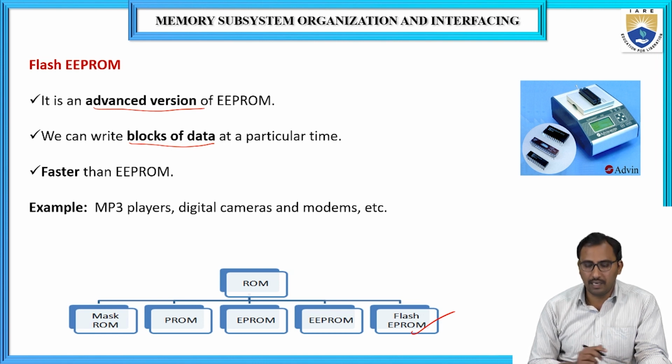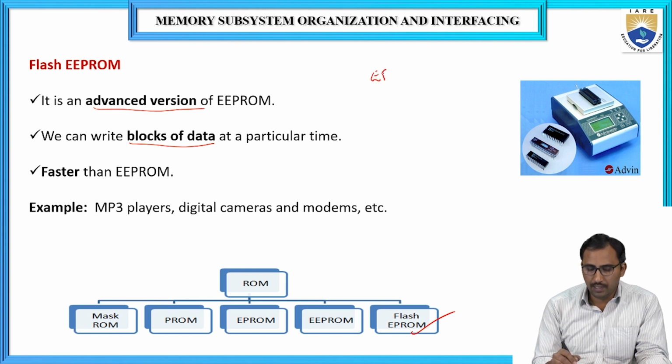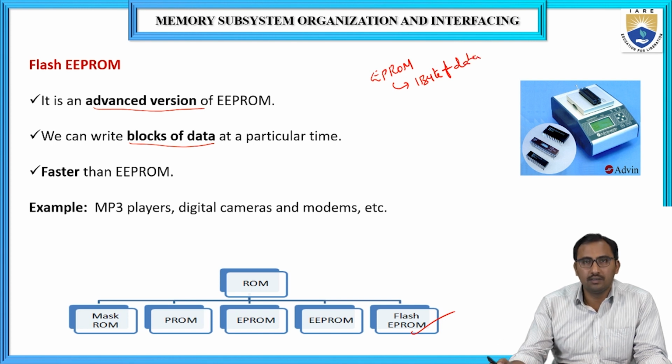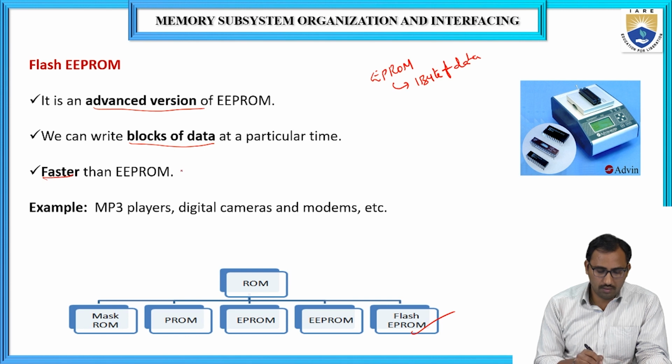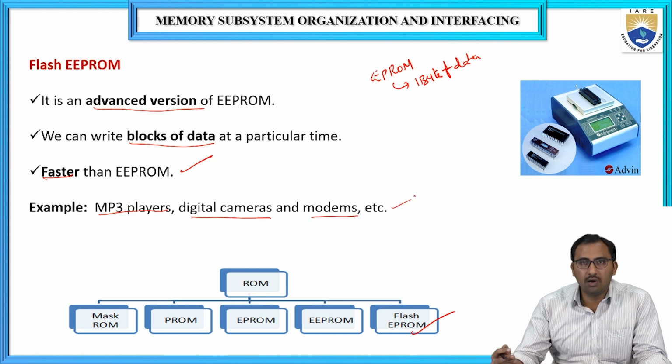But if you consider the previous one, the EEPROM, here only one byte of data we can program into the memory chip. But in this flash EEPROM, we can program a block of data. So that's why it is faster than the EEPROM chip. And it can be used in MP3 players, digital cameras, and modems. So these are all the different types of ROM chips.